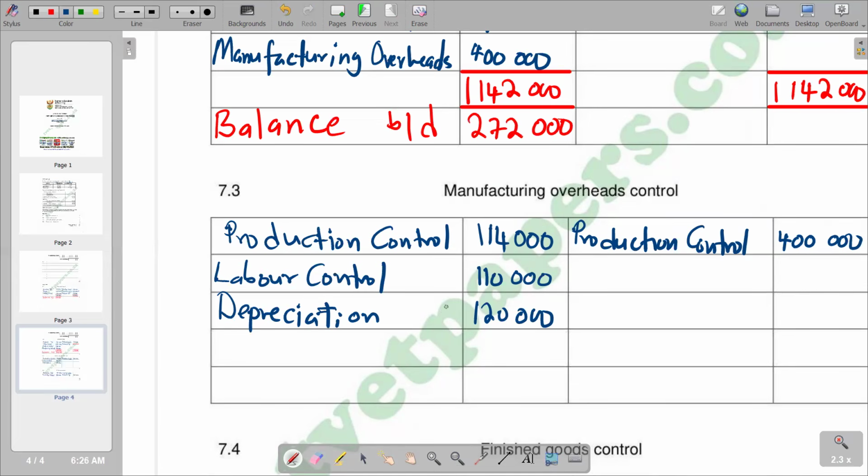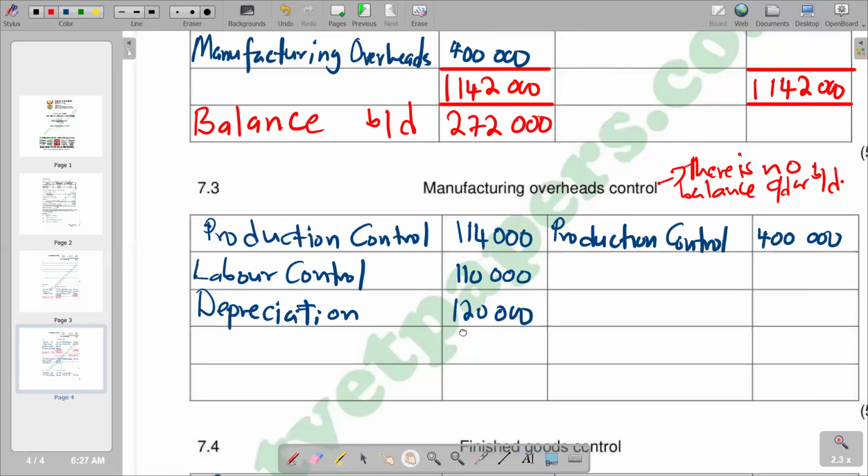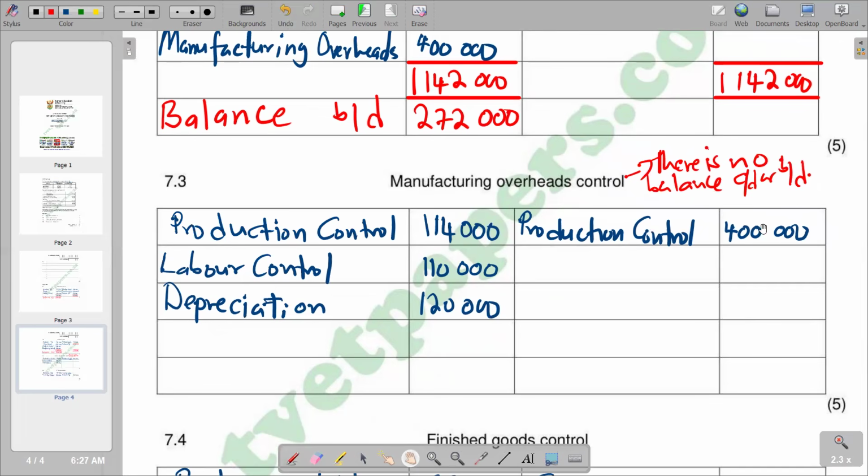So in the manufacturing overhead control, we are not going to have balance CD and BD. We can just indicate that in the manufacturing overheads control there is no balance. Take note of that. Any balancing figure that we have in the manufacturing overheads control is supposed to be transferred to the cost of sales. Take note of that one. If we add the total of the debit and credit, you're going to get 400,000 is greater. So our balancing figure is going to come on the debit side as cost of sales.